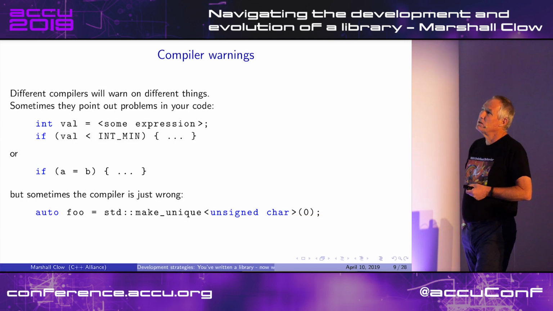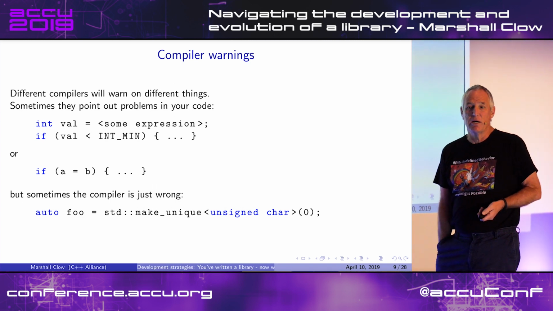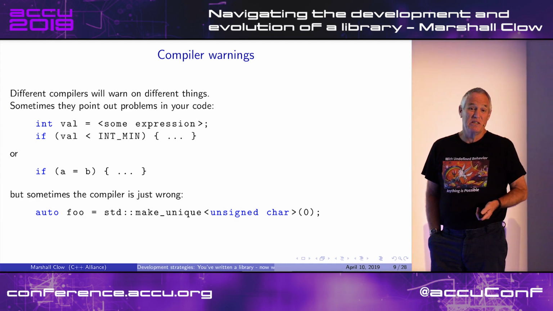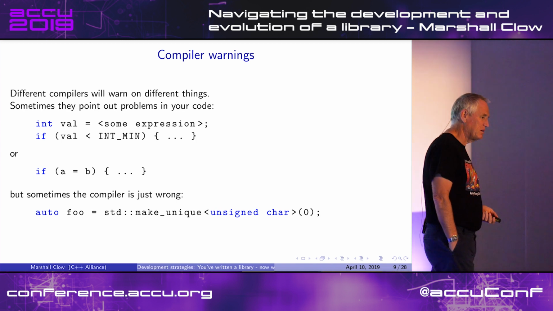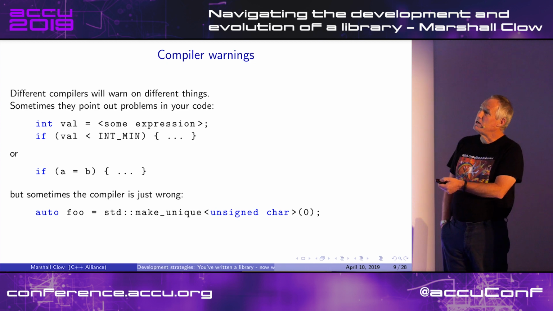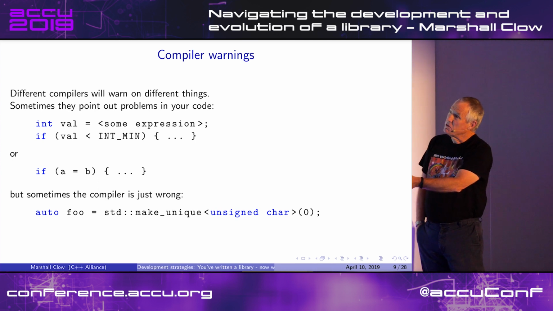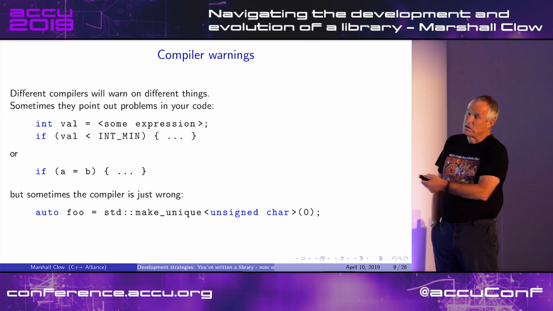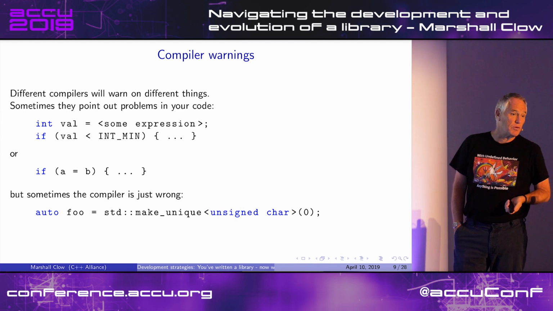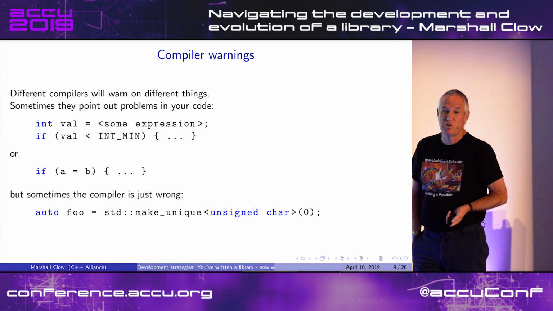Okay, compiler warnings. Different compilers will warn on different things. This is very much a non-portable area. It's basically somebody had a problem and the compiler writer said, I'll help you out with this. Sometimes they point out problems in your code. Right here, you will get a warning from this. Why? Because this condition right here, val is less than INT_MIN, will never be true. INT_MIN is defined as the minimum possible value for an int.